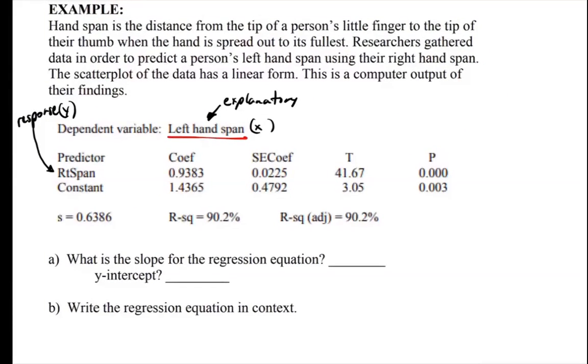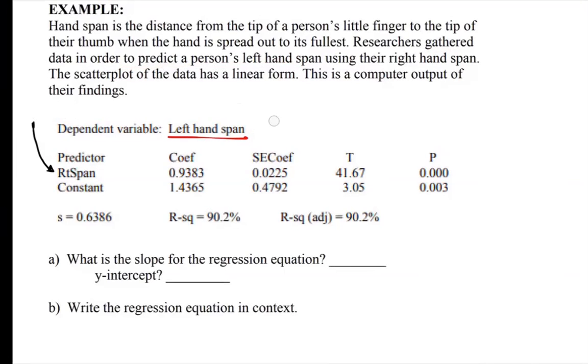Let's see. They're using researchers gather data in order to predict a person's left-hand span using the right. Oh yeah, you are right. So this would be the independent, right? Let's change that. So this should be the independent variable.